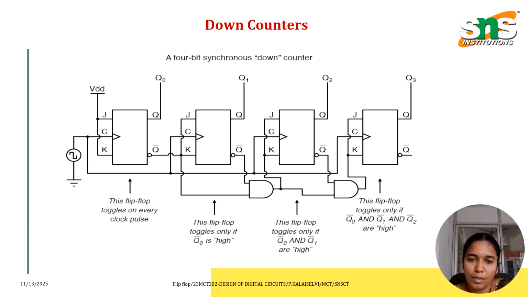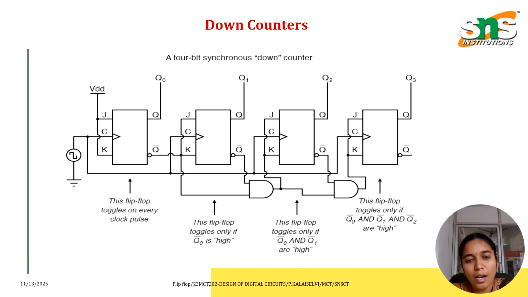So every flip flop has the clock pulse at the same time. The first flip flop toggles on every clock pulse, and then the next flip flop toggles only if Q0 bar is high. So we consider the inverted output is high to the next flip flop.